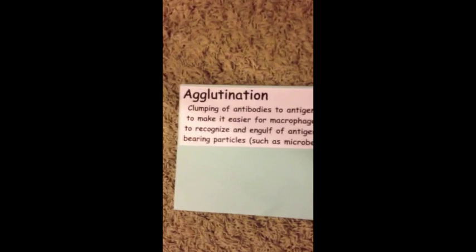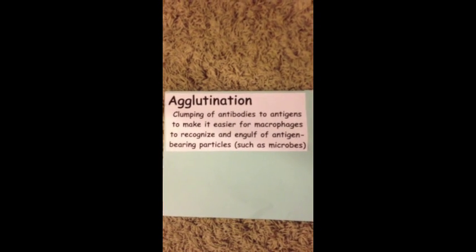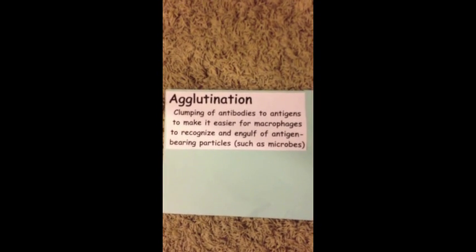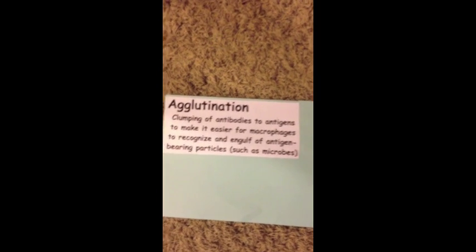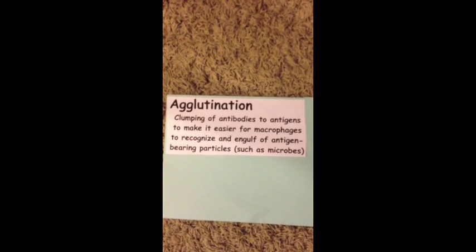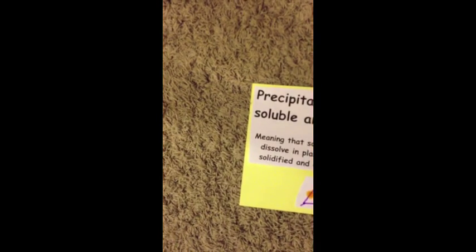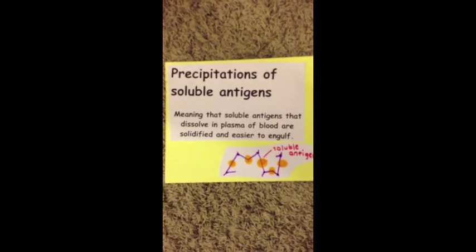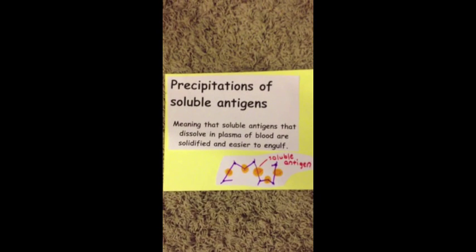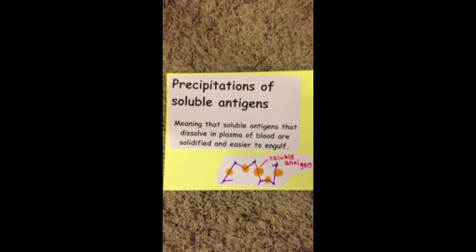The second way is through agglutination, which is clumping to make it easier for macrophages to recognize and engulf antigen-bearing particles such as microbes. The third way is through precipitation of soluble antigens, meaning that soluble antigens that dissolve in plasma of blood are solidified and easier to engulf.